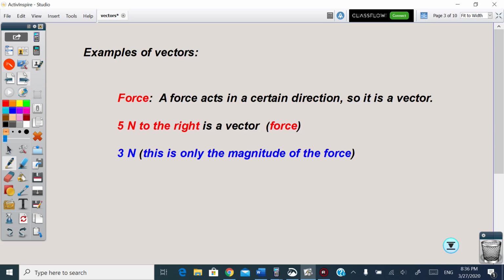Another example is force. When you talk about a force, then you're talking about a magnitude, but also a certain direction in which the force acts. So force is a vector. So when we say 5 newtons to the right, that is a vector. But if I say 3 newtons only, 3 newtons refers only to the magnitude of the force. And therefore it is not what we would call a vector.